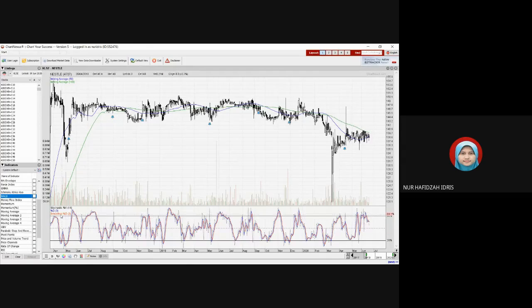Okay, then kita ada percentage of D. Percentage of D in the blue line here. So the blue line here is the percentage of D and the smoothen percentage D3 ini adalah smooth for the percentage D dekat sini. So what we want to see and what we want to look is the cross between the percentage K and also percentage D. And not only the cross, but we want to look at any line that goes beyond 80 and 20.